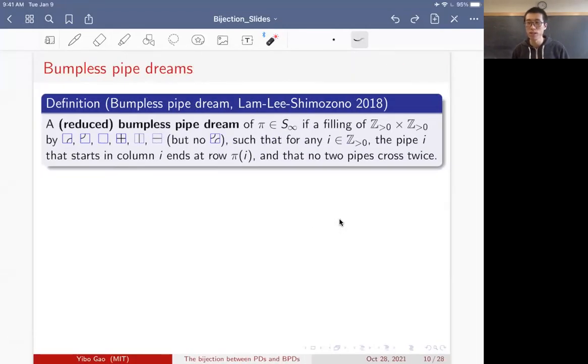And for an intrinsically different object, there is a bumpless pipe dream, introduced by Lam, Lee, and Shimozono to study back-stable Schubert calculus. Their setting is much more general than this, but I'll just use whatever we need here. It is also, like the pipe dream, a filling of the first quadrant, but now we have 6 tiles, which I call the R tile, the J tile, the blank tile, the cross tile, and the vertical and the horizontal one. But the important thing is that there are no bump tiles, hence the name bumpless pipe dream.